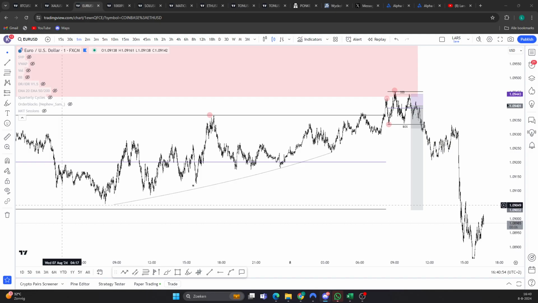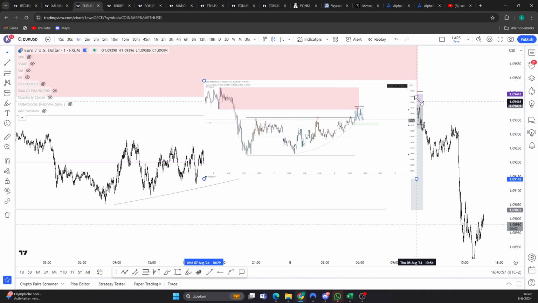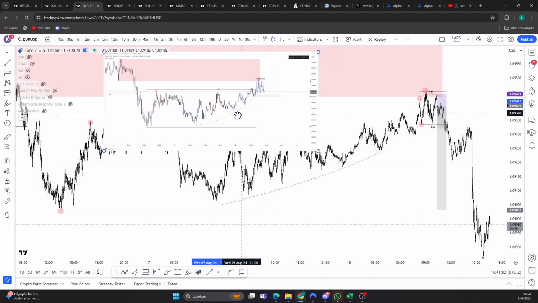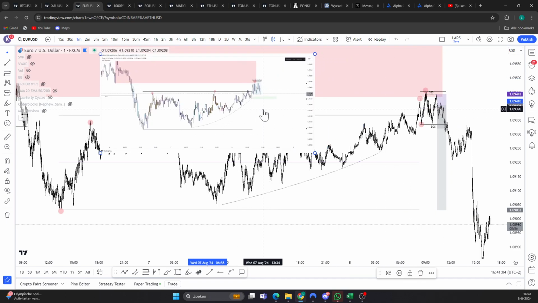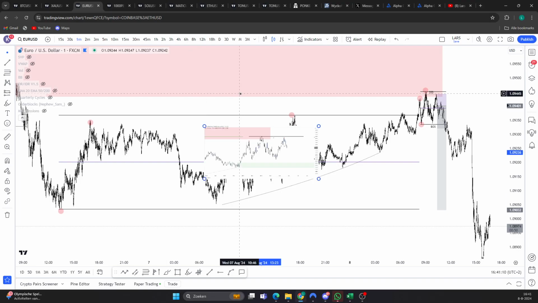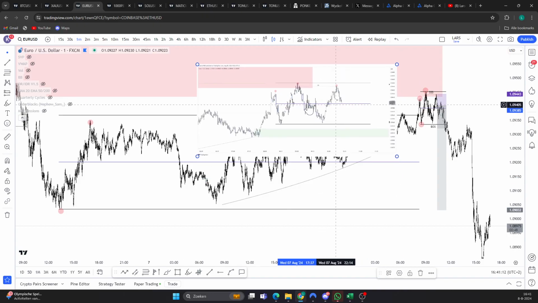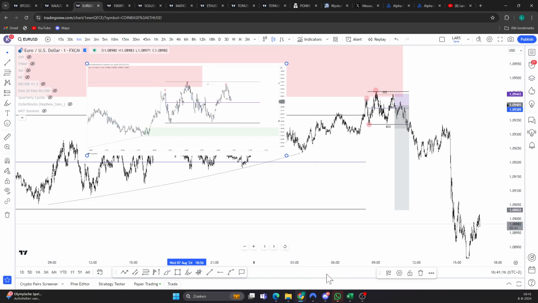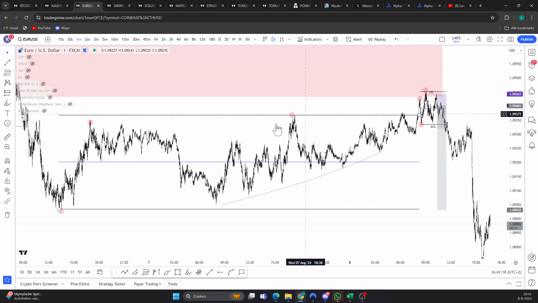I posted it right here. Boom. Talking about this distribution, as you can see, literally this distribution being the manipulation phase. And then right here, I posted about this local model 2 distribution that you're seeing right there, right? And then I entered on the break. So, absolutely lovely trade today.